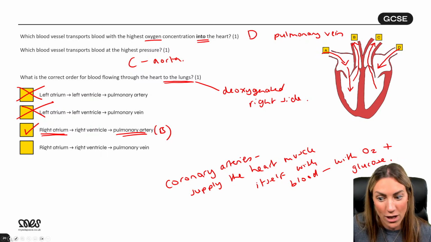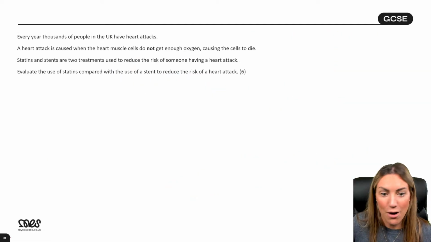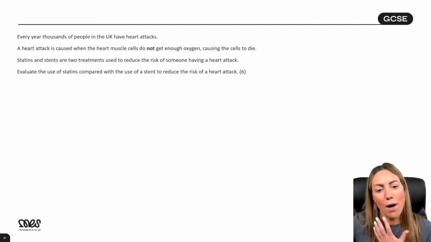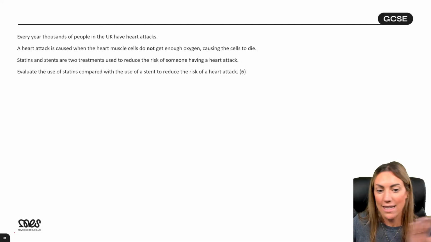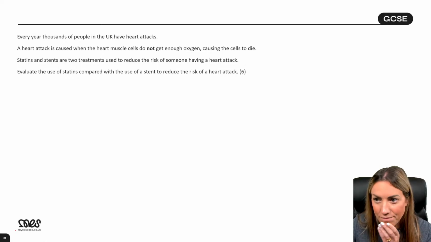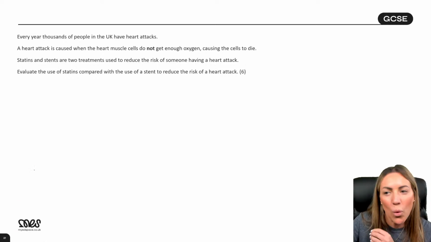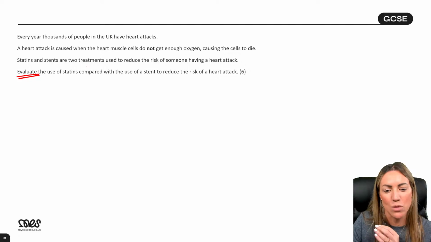Yeah, we've got a big question on stents as well. Oh, it's here. I've actually got a mark scheme to show you for this one because there were so many possible answers that I didn't think I'd be able to write them all down in time. So this is about heart attacks. A heart attack is caused when the heart muscle cells do not get enough oxygen and the cells die. You've got statins and stents, which are 2 treatments used to reduce the risk of heart attack. Evaluate. Ooh, I think this is the first evaluate question we've done.